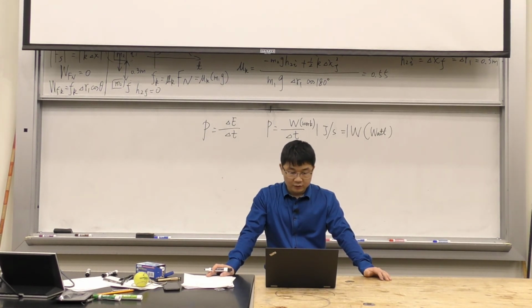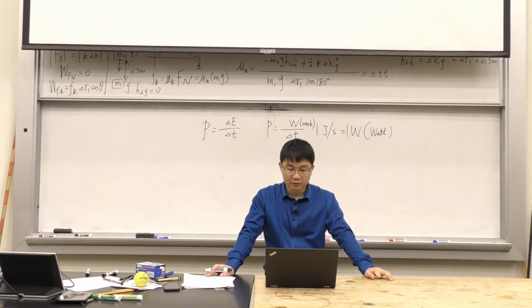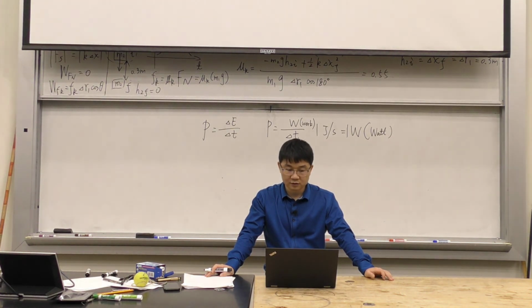Now I want you to take a look at the question on slide 13. Let's practice this power definition. An elevator motor lifts, elevator again, lifts the 1500 kilogram elevator at a constant speed of 3 meters per second. What is the power supplied by the motor?